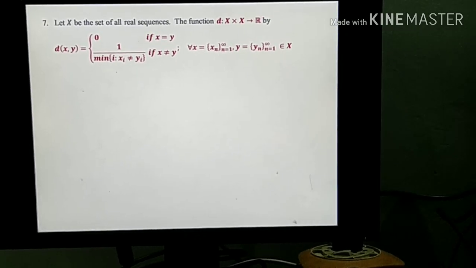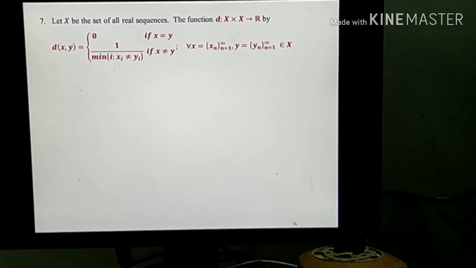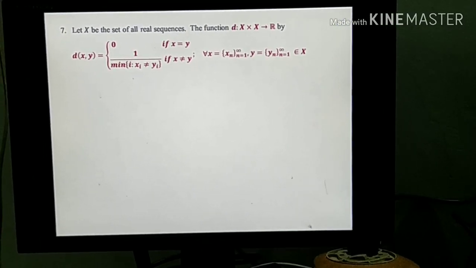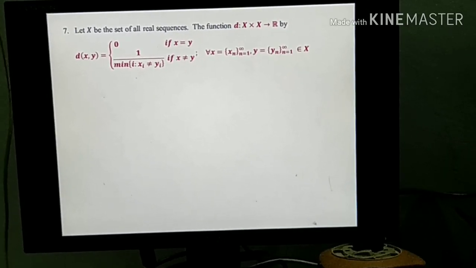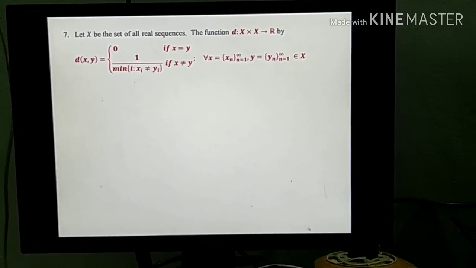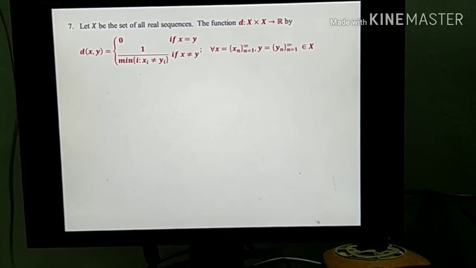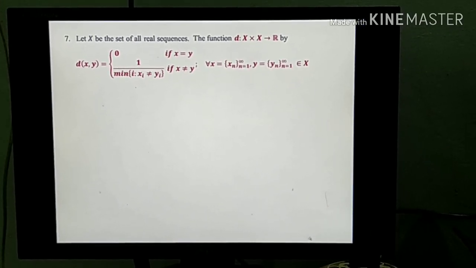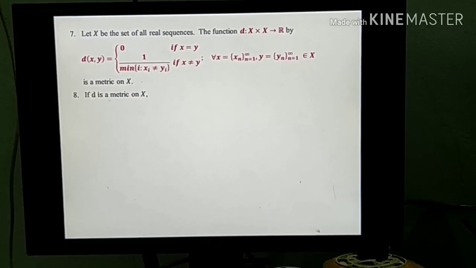For the fourth, triangle inequality property, we have to consider three sequences x, y and z, and we can easily verify that the triangle inequality property is also satisfied by D, and therefore D is a metric on the set X of real sequences defined in the manner as shown in the display. Therefore D is a metric on X.